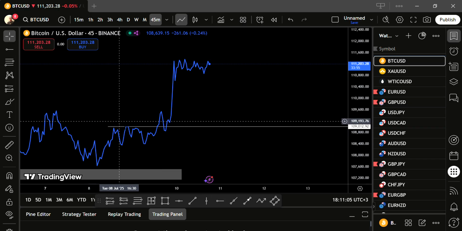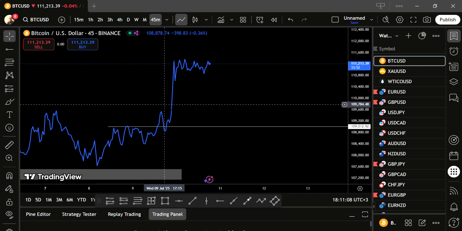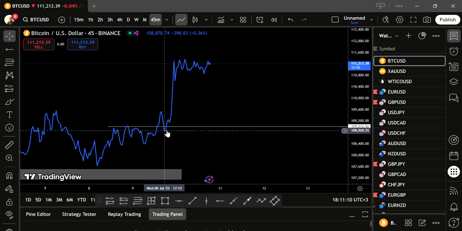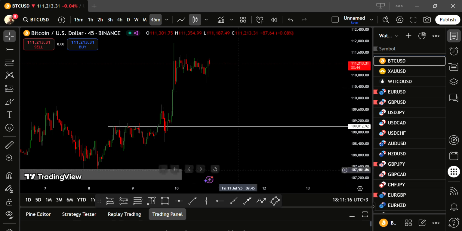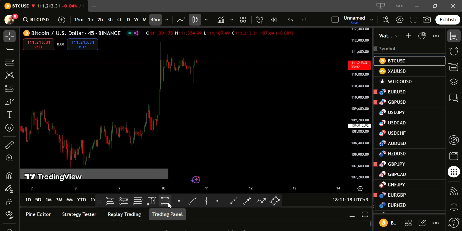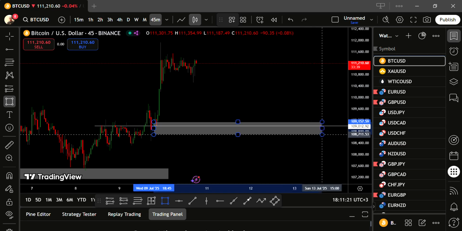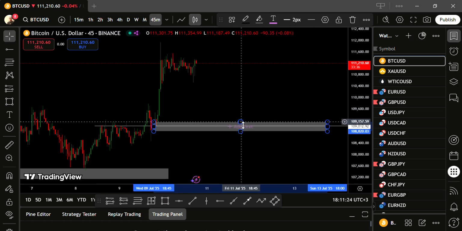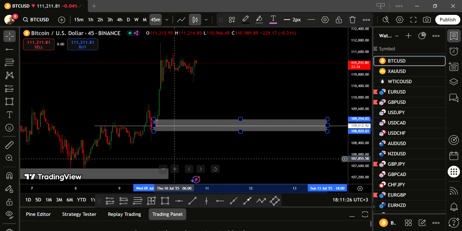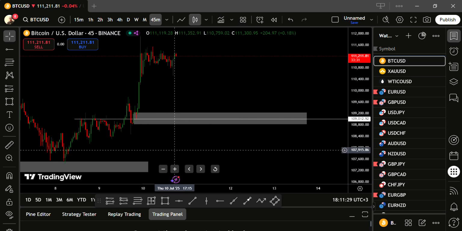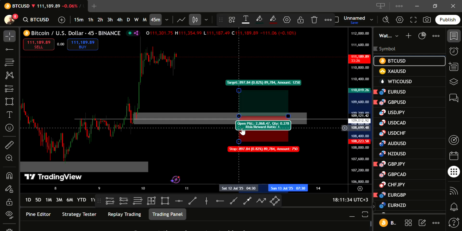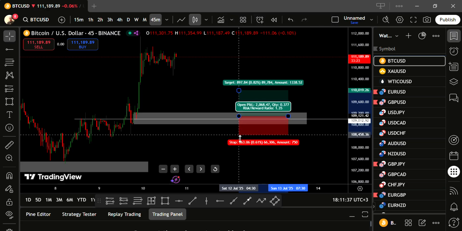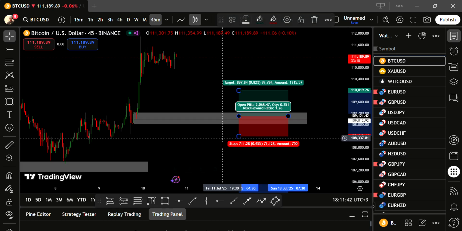You see, resistance broken, turns into support, and then price rallies to the upside, breaking all the previous structures. So what do we do? Mark your zone like this. Mark your zone very well, like that. But of course, BTC is so volatile. So what happens is, I always try to put my entries below the previous wick, like that. So I'll put my entries, that is 70 pips.